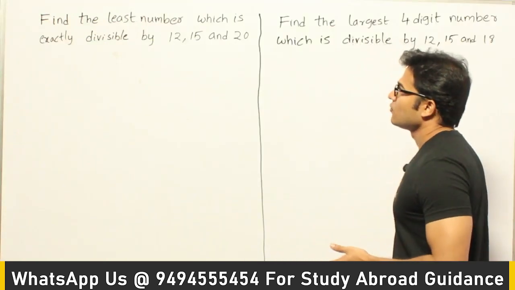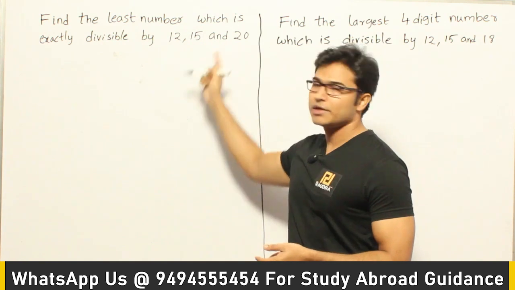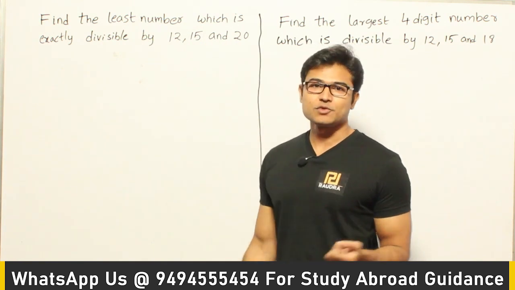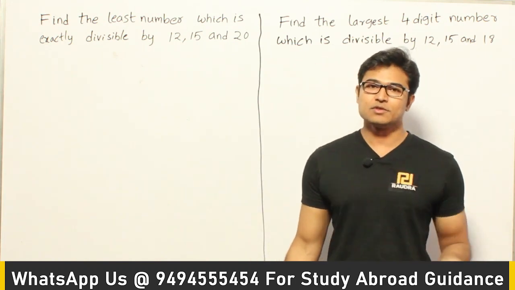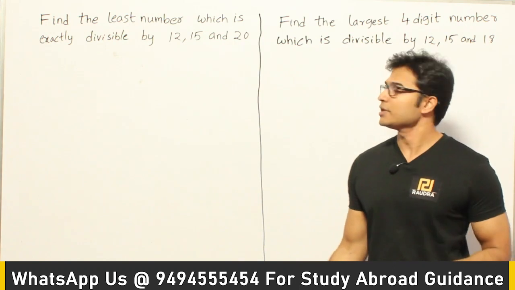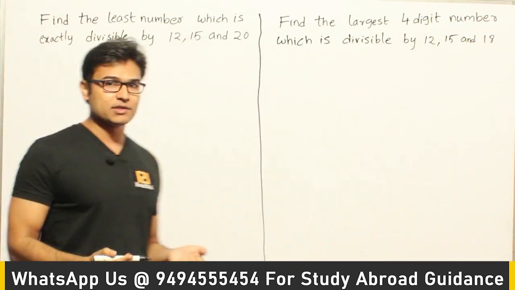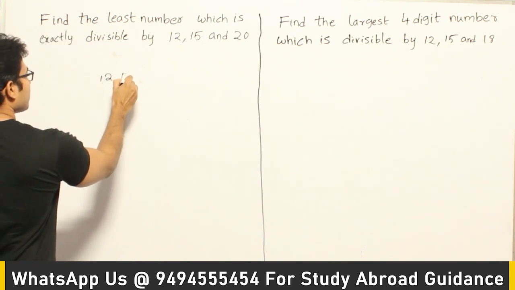Let's see this question. Find the least number which is exactly divisible by 12, 15 and 20. So this is exactly the definition of LCM. What is LCM? Least common multiple means the least number which is divisible by all the given numbers, right? Now they are asking about 12, 15 and 20. We are supposed to find out the LCM of 12, 15 and 20.